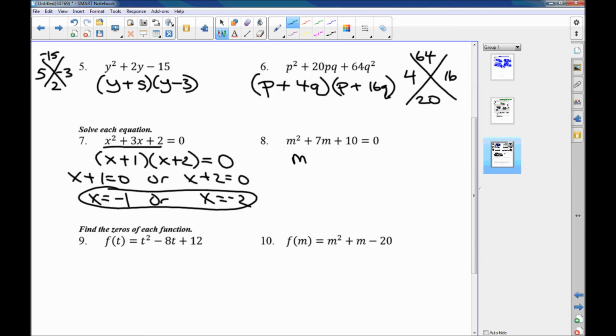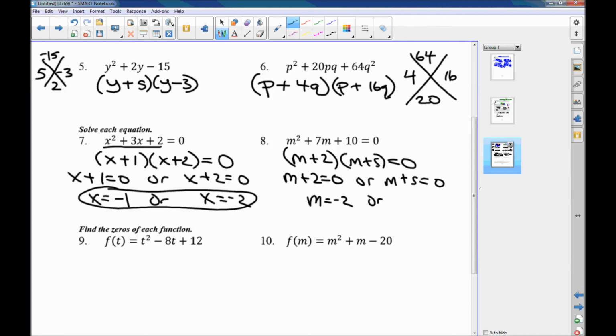We've already factored this one up above, so we knew this was m plus 2 and m plus 5 equal to 0. Notice in both of these cases, we already have equal to 0 on the right side, so if we didn't, as you will in your classwork next time, you're going to have to set it equal to 0 first. So now I can split these two expressions up because I know one of them must be 0 and solve for them separately. So m could be negative 2 or m could be negative 5.